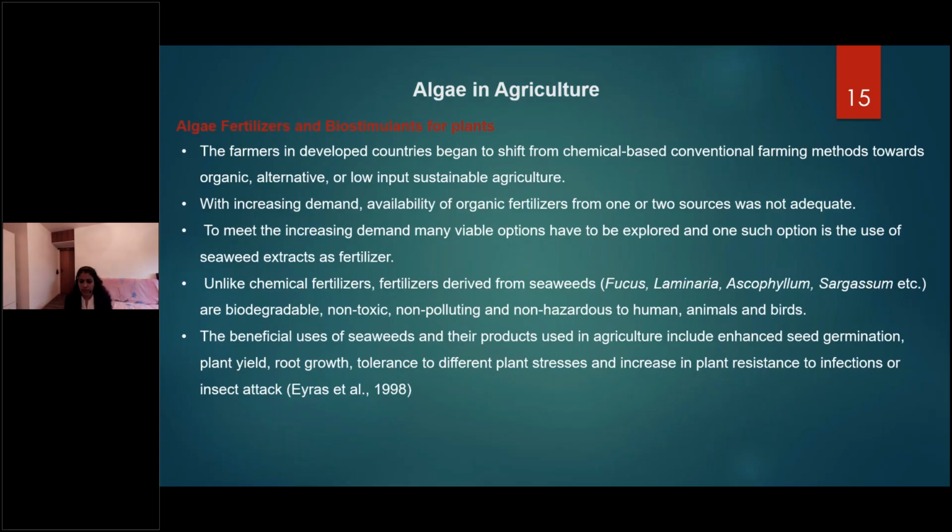So what are the main species? Common species, I would say, rather than main species, are Fucus, Laminaria, Ascophyllum, Sargassum, etc. Why only these seaweeds? What are the benefits? These are all biodegradable, non-toxic, non-polluting, and non-hazardous to humans, animals, and birds. The beneficial uses of these seaweeds and their products in agriculture include enhanced seed germination, plant yield, root growth, tolerance to different plant stresses, and increased plant resistance to infections or insect attack.